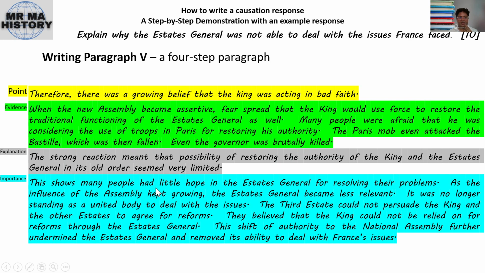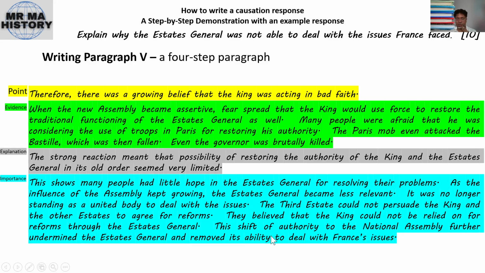Now, what is the importance of this reason? This shows many people had little hope in the Estates General for resolving their problems. As the influence of the assembly kept growing, the Estates General became less relevant. It was no longer standing as a united body to deal with the issues. The third estate could not persuade the king and the other estates to agree to reforms. They believed that the king could not be relied on for reforms through the Estates General. This shift of authority to the National Assembly further undermined the Estates General and removed its ability to deal with France's issues.